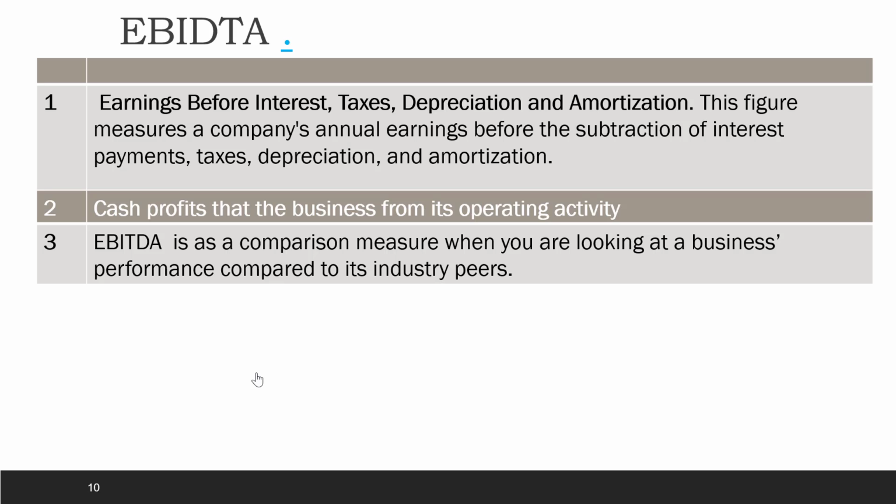Now, EBITDA is a comparison measure when you're looking at business performance compared to industry peers, to find out which company is doing better in an industry. For example, let's take the telecom industry. In telecom, which are the companies? Can you think of any company you're using? Airtel, yeah. Vodafone Idea. And Reliance. And then we have MTNL and BSNL, small players. So these are all telecom players.